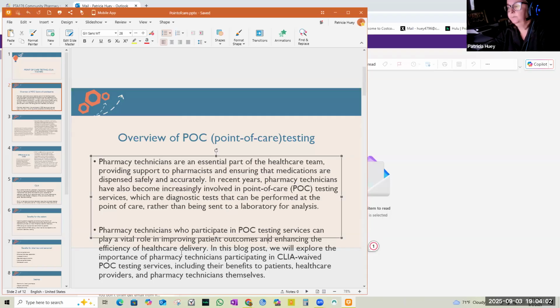So we participate in these services by playing a vital role in improving patient outcomes and enhancing the efficiency of the healthcare delivery. This is from one of the approved training programs that the pharmacy technician program provides for their certification on this. So that's why you see it in this blog post. We're going to explore these important parts of this along with the CLIA waived testing services to include their benefits to the patients, healthcare providers, and pharmacy technicians themselves.